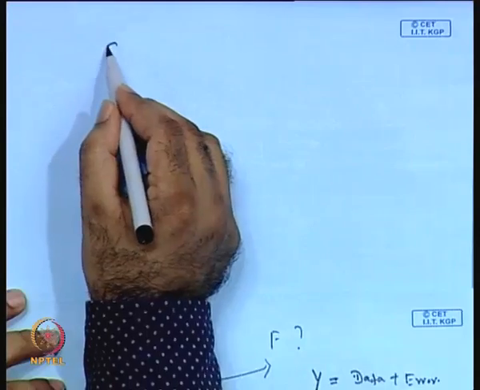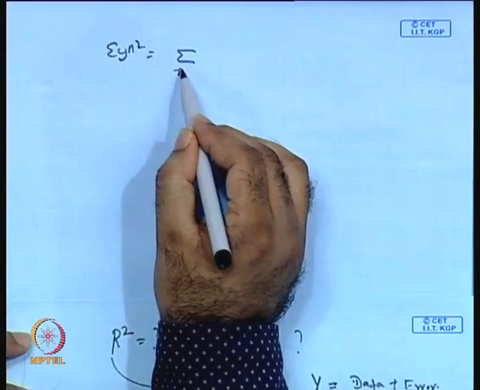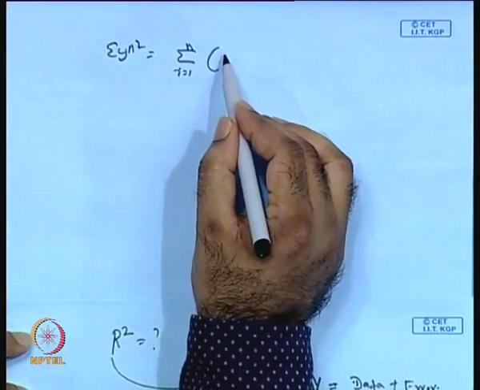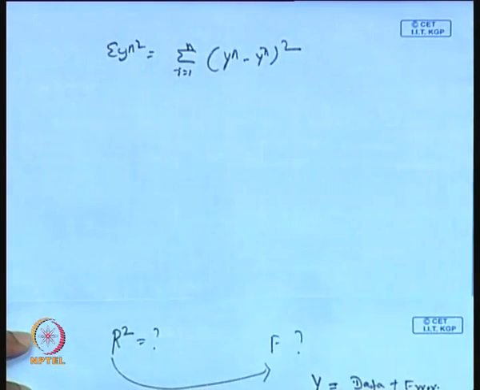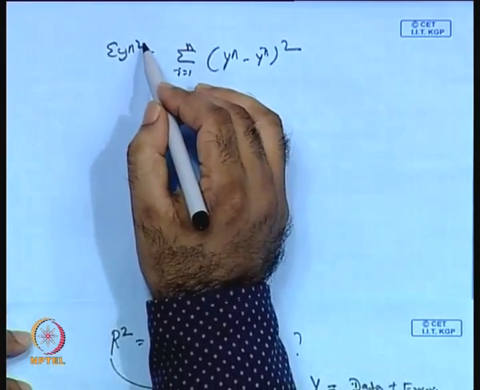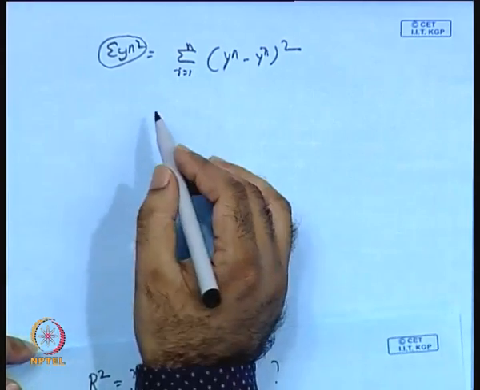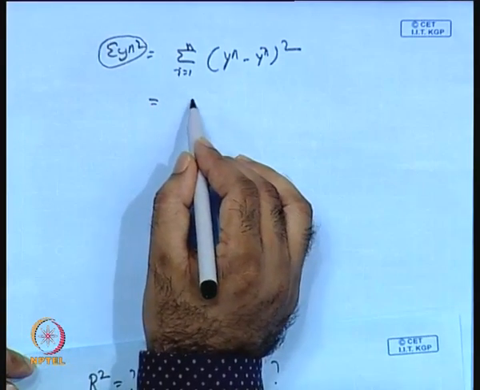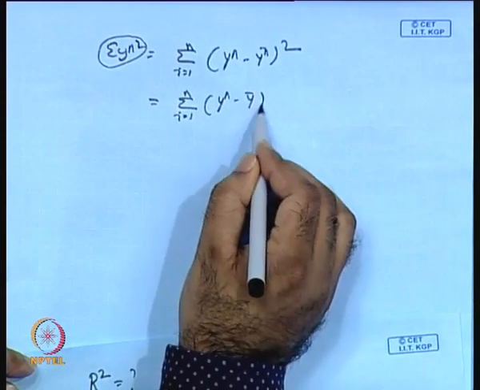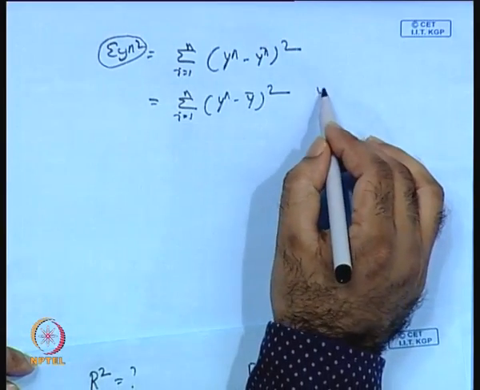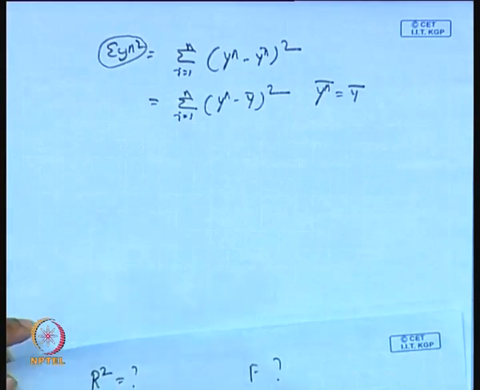Our idea is here summation ŷ squares, which is nothing but summation i equal to 1 to n, ŷ minus ŷ bar whole squares. This is summation ŷ square, because this is in small deviation format. If we simplify further, this is nothing but summation i equal to 1 to n, ŷ minus ȳ whole square, because we know ŷ bar is always equal to ȳ. We have discussed this long back.